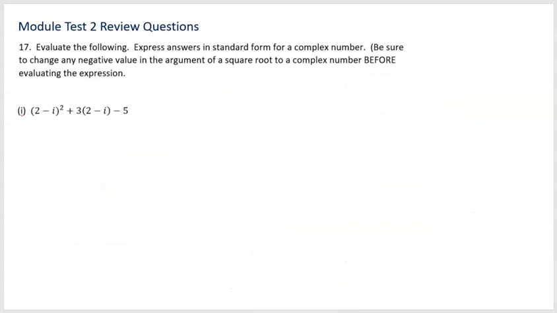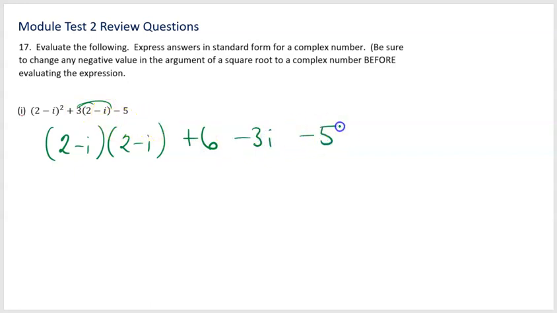And I believe this is our last imaginary number problem. So notice it's a big one, but it's already in terms of i for us, so we don't have to take a negative under a square root and turn that into an i. The 2 minus i squared I need to FOIL out. That's 2 minus i times another 2 minus i. The 3 in front of the 2 minus i, I can distribute that. Plus 3 times 2 is 6. And then 3 times negative i is minus 3i. And then the minus 5 I'm just bringing down.